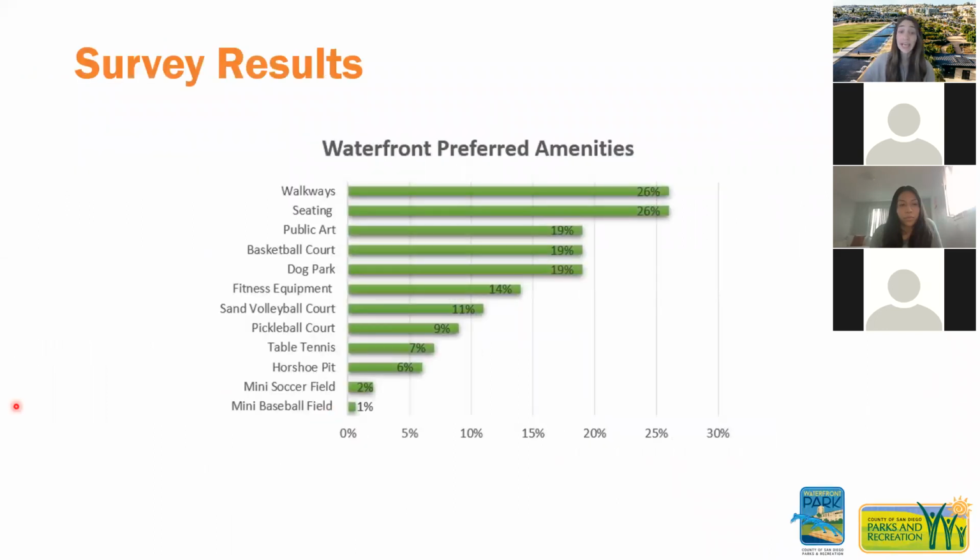Let's quickly recap the results of the public survey and stakeholder input. When looking at the combined results from the first survey, the second survey, and stakeholder input, this graphic shows the amenities from the most preferred to the least preferred. So walkways, seating, public art, basketball court, and a dog park were the top 5 most preferred amenities.